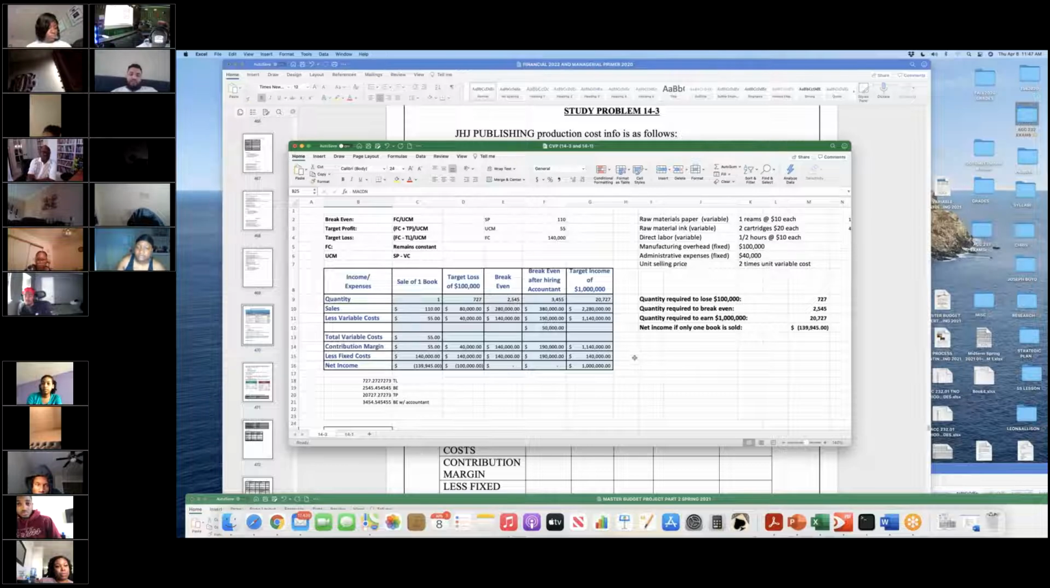The purpose of that was to show you that if you pay somebody 50,000, that's really an added fixed cost. So if you've got added fixed costs, then you've got to sell this many. Okay, that makes sense.